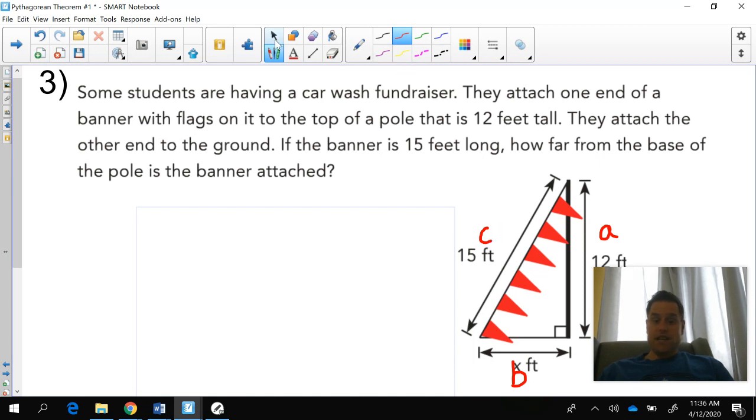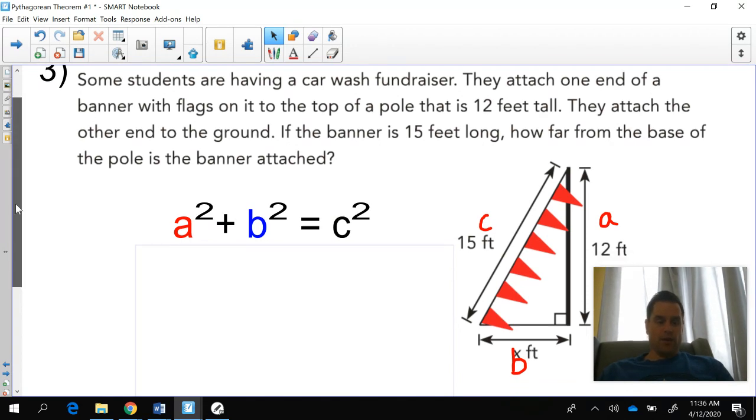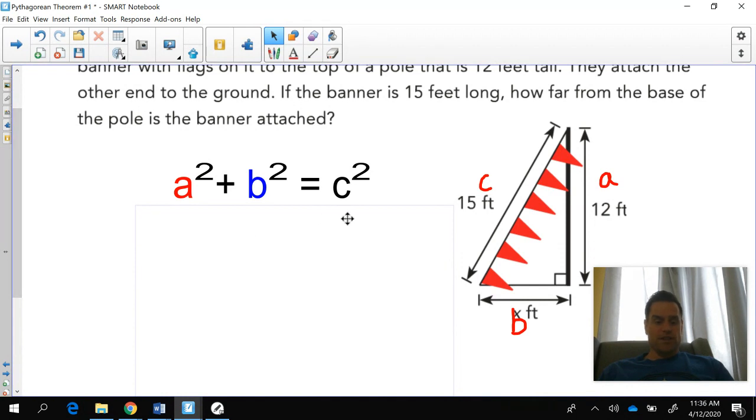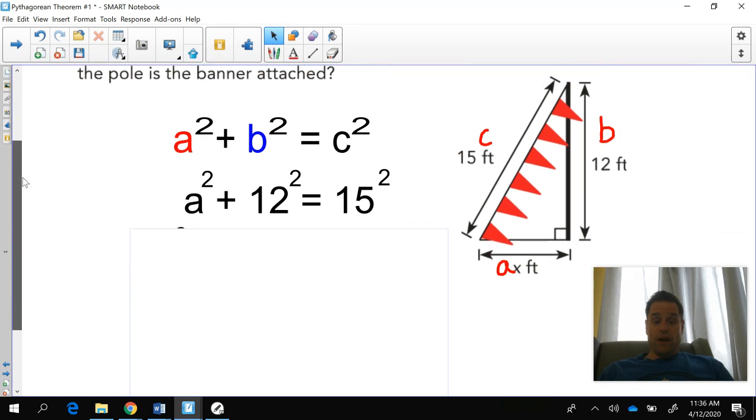As you can see, the difference here is now we have C. We don't have B or A. It doesn't really matter how you put it. So A squared plus B squared equals C squared. We can move this over here. That can be A and this can be B. That's perfectly fine, and we're still going to solve this the same way.